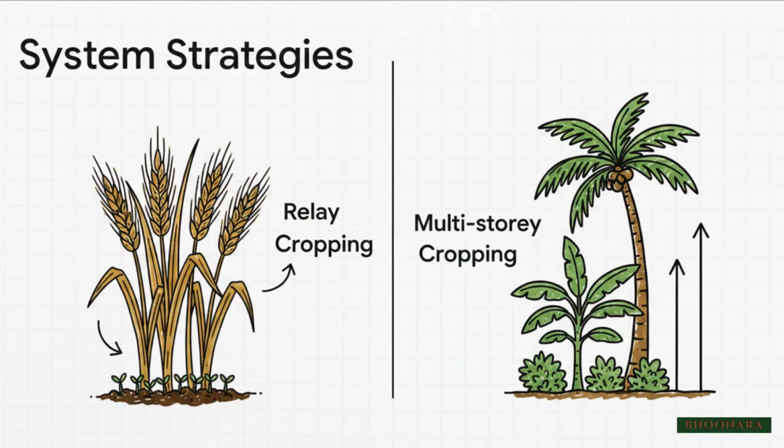And honestly, the strategies get even cooler from there. Take relay cropping, like planting wheat directly into standing rice weeks before you even harvest the rice. That completely eliminates the gap between crop seasons. Or think about multi-story cropping, which actually mimics a natural forest structure. By strategically layering tall coconuts, mid-level areca nuts, lower bananas, and ground-level ginger, you are maximizing every inch of your vertical space. This allows even really small landholdings to achieve truly extraordinary layered productivity.